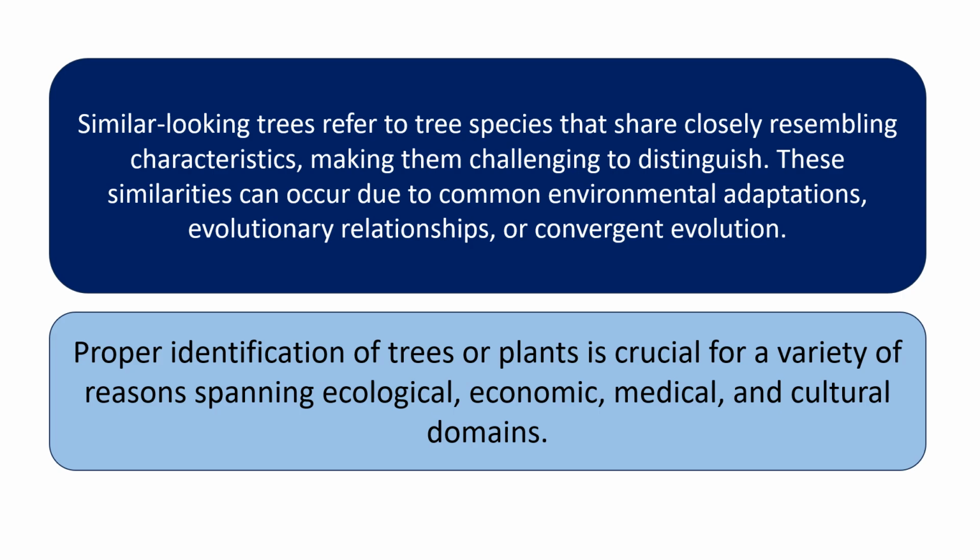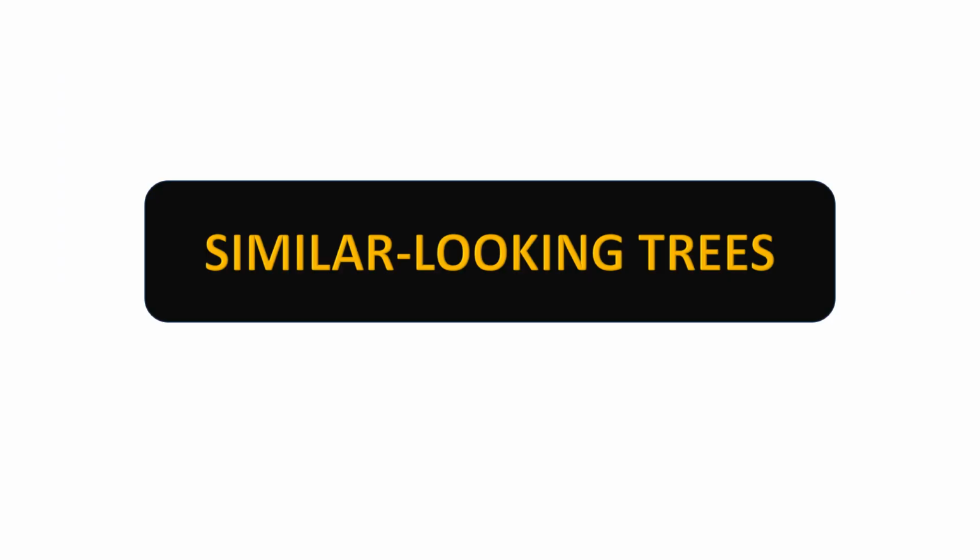So similar looking trees refer to tree species that share closely resembling characters, making them challenging to distinguish. These similarities can occur due to common environmental adaptation, evolutionary relationship, or convergent evolution. Proper identification of tree or any plant species is a very important part to understand the ecological, economic, medicinal and cultural aspects. So now we will discuss similar looking trees.